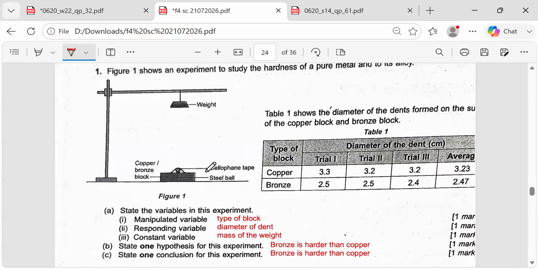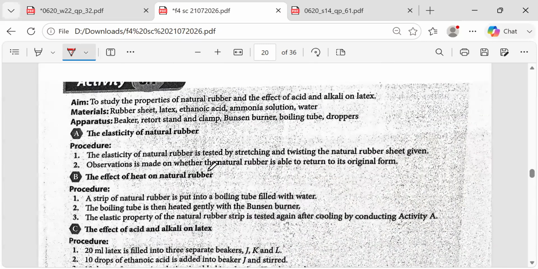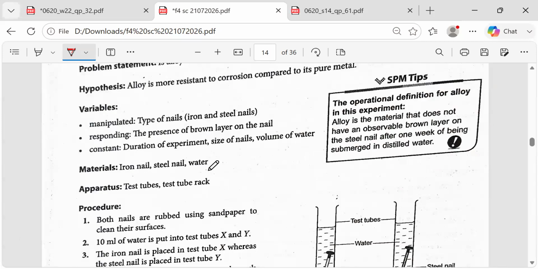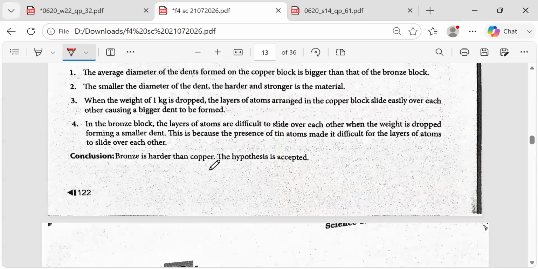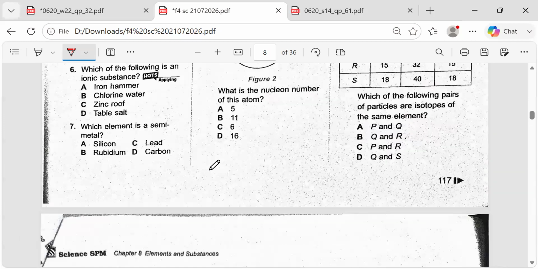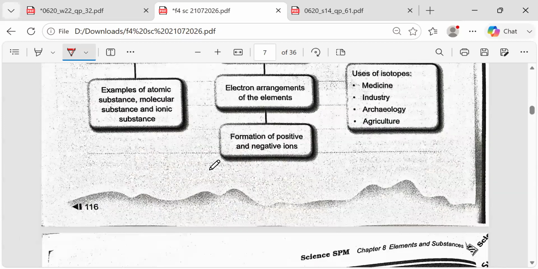Now, do you remember from the previous chapter? Can you all please look at page 116?